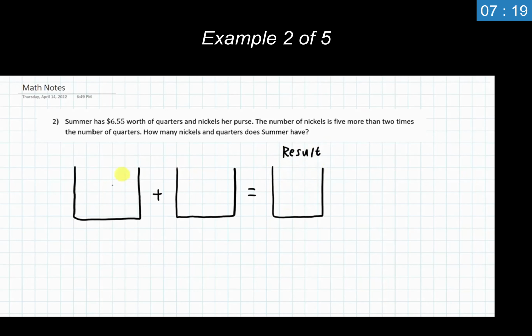Now, what are the two things that are mixing together? I have quarters and I have nickels that are mixing. So I'm just going to go ahead and write that in and label that. This is all the information that relates to quarters. And here's all the information that relates to nickels.